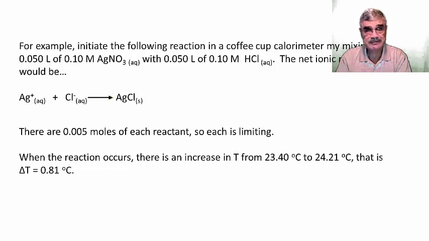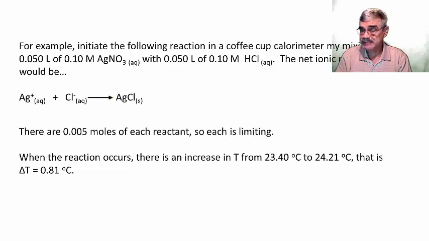That is, this will be a precipitation reaction. So the net ionic reaction in this case would be silver cation plus chloride anion reacting to form silver chloride, the insoluble ionic compound. All right. So let's say that we initiate a reaction of this sort by mixing together 50 milliliters of silver nitrate with 50 milliliters of hydrochloric acid.